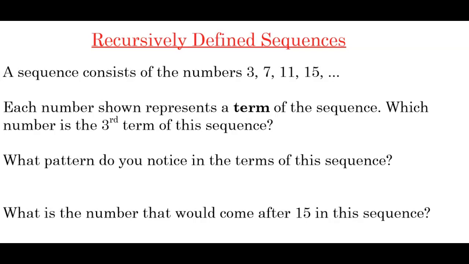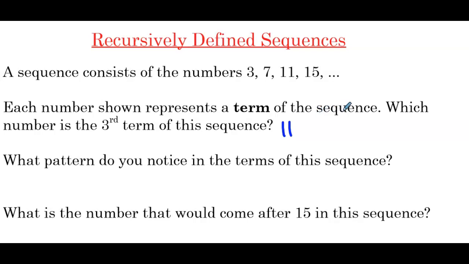Each number shown represents a term of the sequence, so 3 is the first term, 7 is the second term, 11 is the third term. That answers the first question. Which number is the third term of this sequence? That would be 11. And then 15 would be the fourth term.